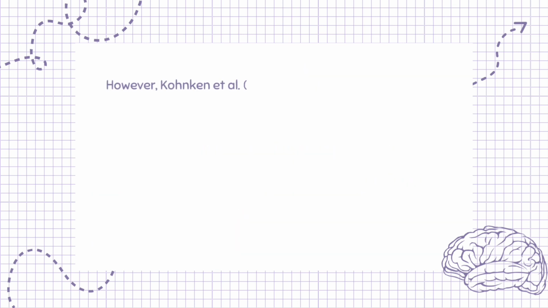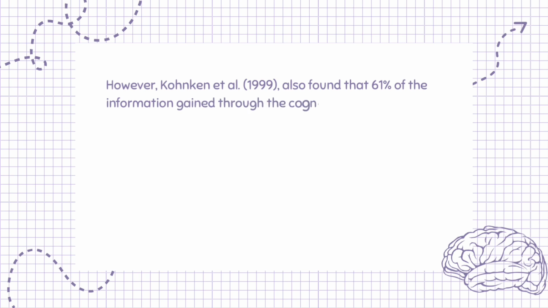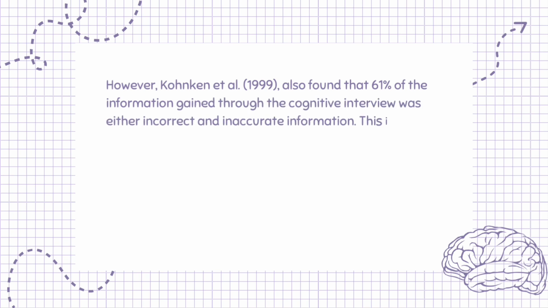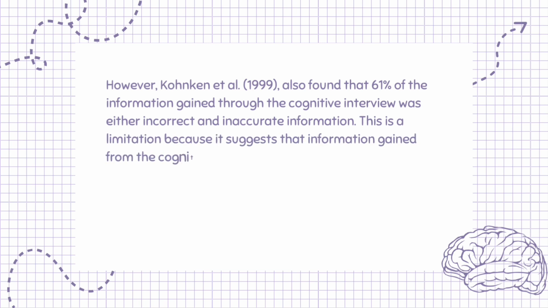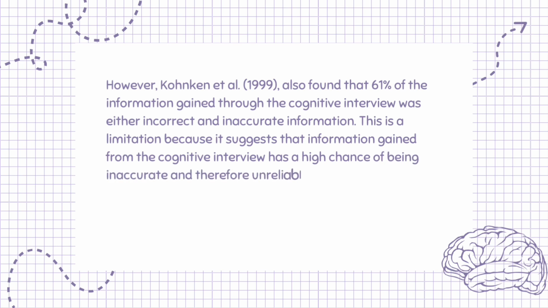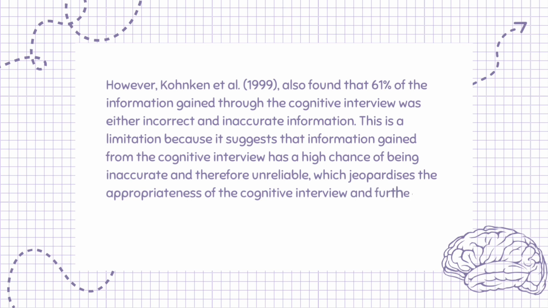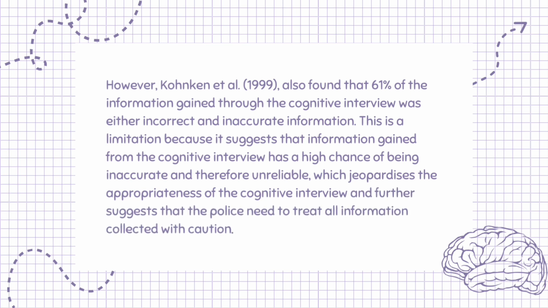However, Cohn-Ken et al., 1999, also found that 61% of the information gained through the cognitive interview was either incorrect or inaccurate information. This is a limitation because it suggests that information gained from the cognitive interview has a high chance of being inaccurate and therefore unreliable, which jeopardizes the appropriateness of the cognitive interview and further suggests that the police need to treat all information collected with caution.